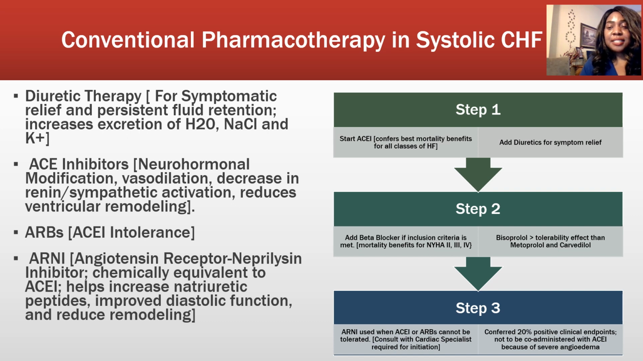A stepwise approach to follow is the following. Step 1. Start ACE because it confers the best mortality benefits for all classes of heart failure, meaning AHA, ACC stages A to D, and NYHA 1 to 4. Add diuretics for symptom relief.